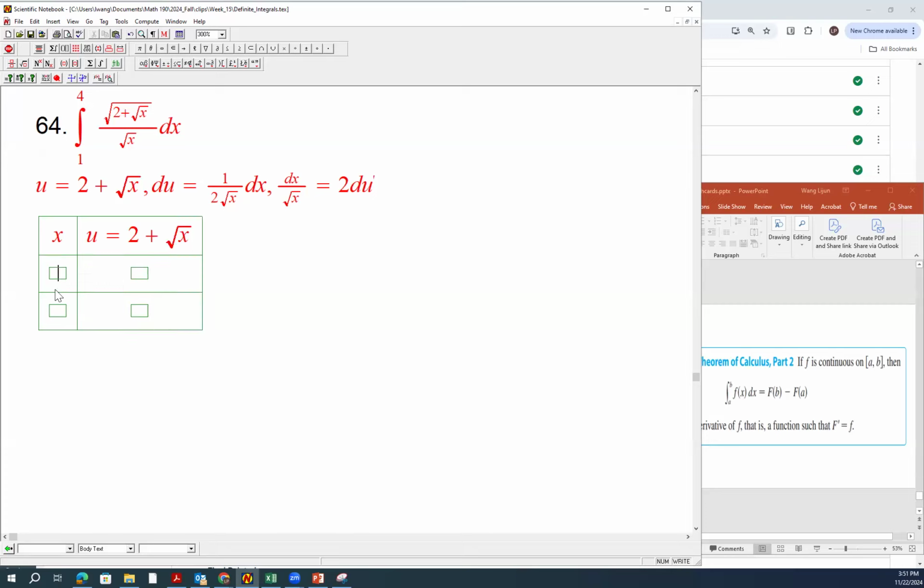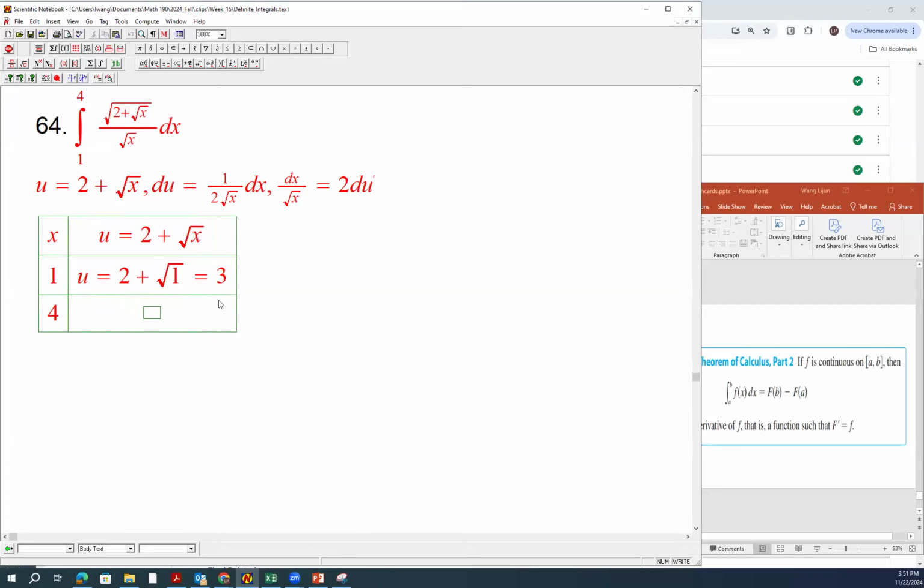We've got x, we've got u. x changes from 1 to 4. And u would change from, when x equals 1, that's going to be 3. And when x equals 4, that's going to be 2 plus 2, which is 4.